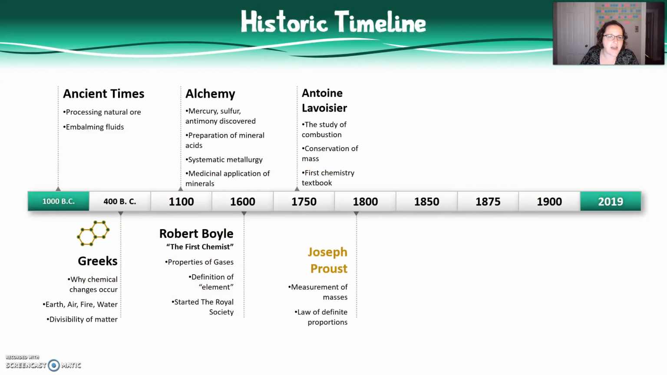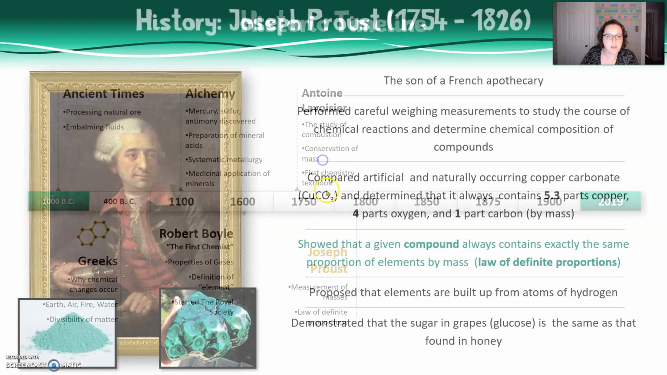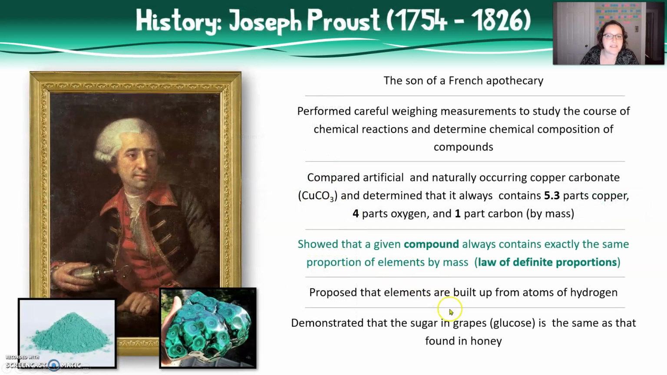After Lavoisier, another Frenchman by the name of Joseph Proust performs careful weighing measurements during the course of chemical reactions in an effort to study the chemical composition of compounds. Proust's experiments lead to the law of definite proportions, also known as the law of constant composition, which states that a given compound always contains exactly the same proportion of elements by mass.